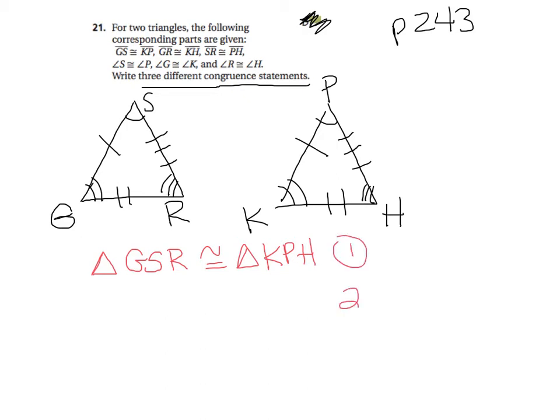Your second statement, you could simply rearrange the letters, but the order needs to be consistent. So what I mean by that is GR should be in the same location as KH as you write your statement. So if you would add to that to finish out 21, and would be number 23.